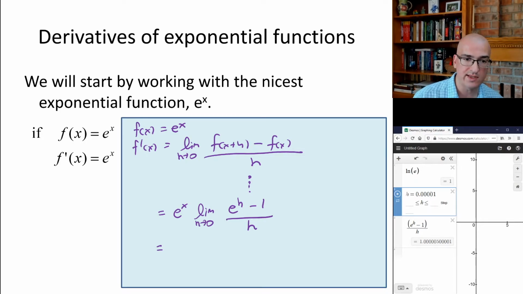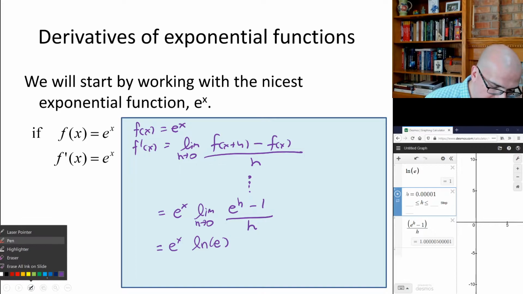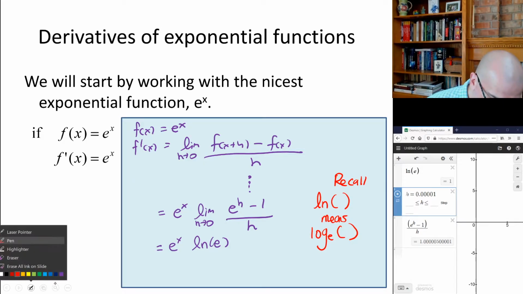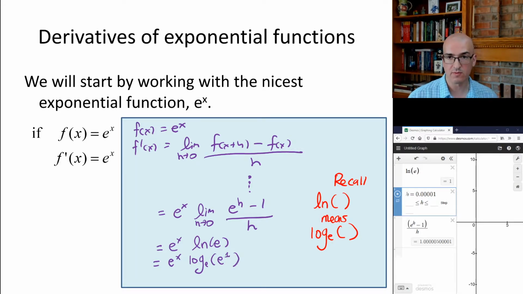So this quantity, the limit as h approaches 0 of e to the h minus 1 all over h, that's ln e. So we have e to the x times the ln of e. But what is ln? Recall that ln of something means log base e. It's a shorthand. So we have e to the x times log base e of e to the 1. There's no power on e, so we can put a power of 1 on it.